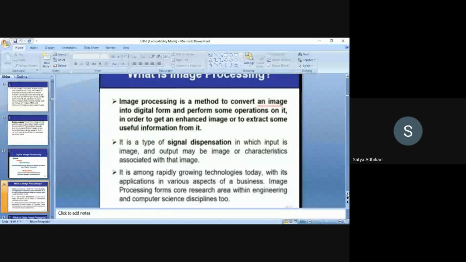It is a type of signal processing. We'll discuss signals, digital signals and analog signals, because an image is associated with signals. It is among the rapidly growing technologies today, with applications in various aspects of business. Image processing has core research areas within engineering and computer science. इसका application बहुत ज़्यादा है. Nowadays it is बहुत popular है. It is very popularly used. Different techniques are used for image processing purposes.